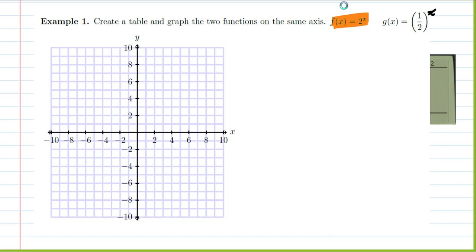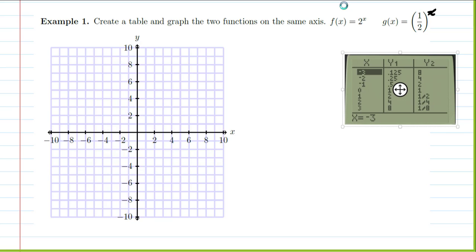So if we graph 2 to the x, which we actually did in the previous section, -3 is 0.125, a quarter, half, 1, 1 is 2, 2 is 4, and 3 is 8. We have a function that looks like this.